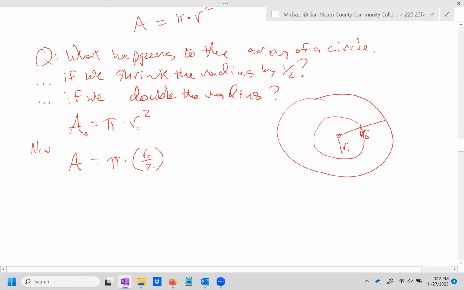I did r0 over 2 squared. I halved it, okay? Now, square everything. Pi times, isn't this r0 squared divided by 2 squared? Did you know that we can do that? Right? And so what happens? This is pi times r0 squared over 4, okay?